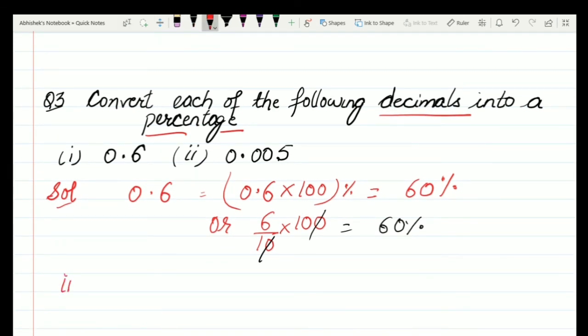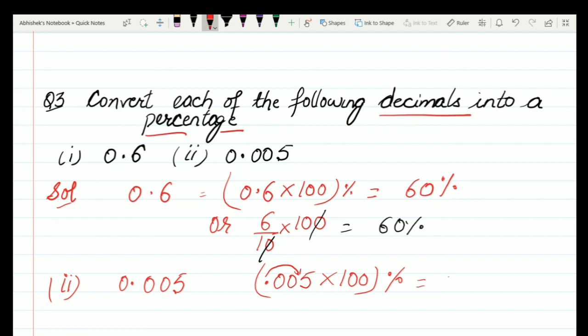Now look at the second part. 0.005. We want to convert this into a percentage. So let it be multiplied by 100 and put the percent sign. Again, how many digits does this decimal shift? It will shift 2 places. So here it comes 0.5%, or it can be written as 1/2%, or first you can write 5/10%, or it can be written as 1/2% also.